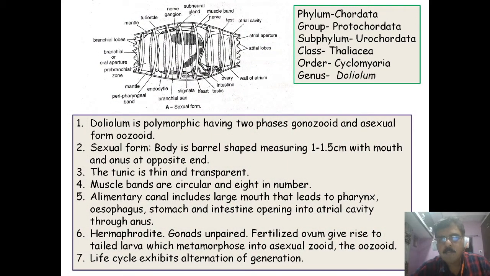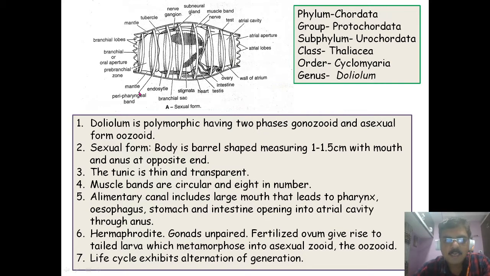The classification of the Doliolum is phylum Chordata, group Protochordata, subphylum Urochordata, class Thaliacea, order Cyclomyria and the genus is Doliolum. This is a photograph of the Doliolum. This is the figure of the Doliolum of the sexual form, and the classification you have to write down on the blank page, and these characteristic features you have to write down on the lining page.